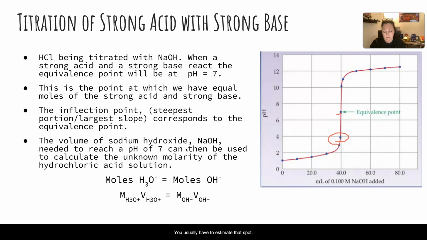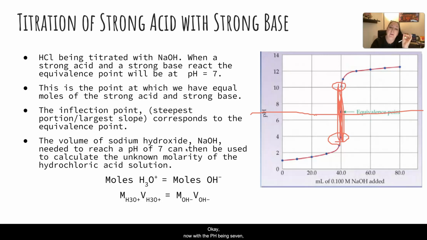You usually have to estimate that spot. And then usually the next drop, you're up here. And then you have this huge inflection point where it's massive. What you do is you find this vertical part of the graph and you find the halfway point. The halfway point in that vertical region is where your equivalence point is. And then you follow it over and you see that the pH at the equivalence point was 7.